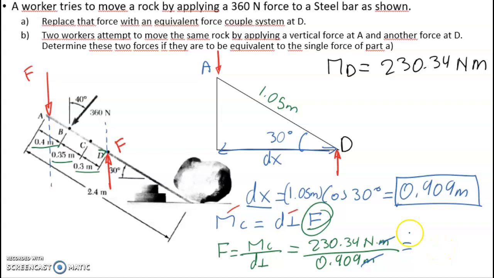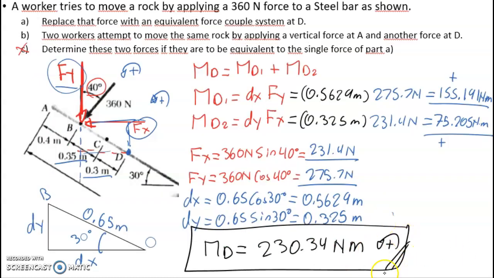The magnitude of that force that we require to create exactly the same effect and get an equivalent system is going to be 253.45 newtons. That's the magnitude of these forces. That's my equivalent system. However, I need it to be positive, as it states from the result of A.